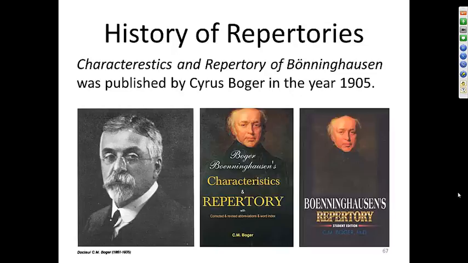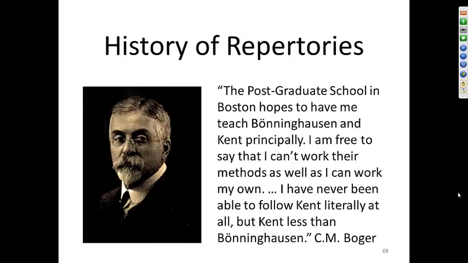Then in 1905, Boger comes out with his Characteristics and Repertory of Bönninghausen. This is oftentimes, unfortunately, referred to as the Bönninghausen repertory. It's not. It's the Boger-Bönninghausen repertory, and it has its particular issues as well. One thing Boger wrote: "The postgraduate school in Boston hopes to have me teach Bönninghausen, and Kent principally. I am free to say that I can't work their methods as well as I can work my own. I have never been able to follow Kent literally at all, but Kent less than Bönninghausen."